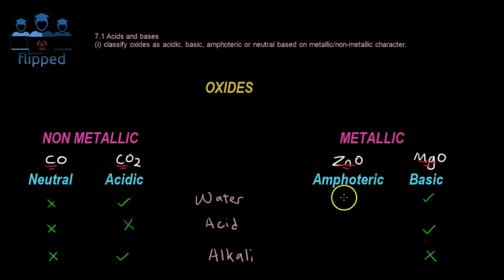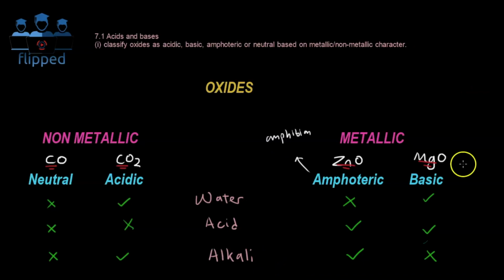Amphoteric is a special guy. It doesn't react with water, but it reacts with both acid and alkali. How do you remember this? Because amphoteric sounds like the word amphibian, and amphibian is an animal that's able to live on land and sea. So similarly for amphoteric, you can think of it as it can do both things, both extremes, which is acid and alkali. So amphoteric can react with both acid and alkali.